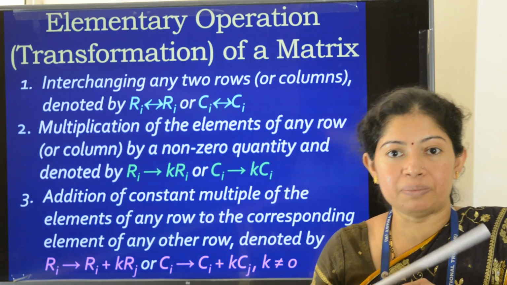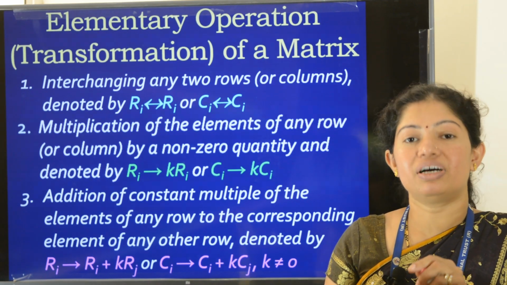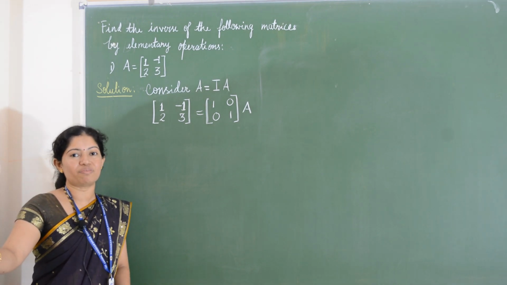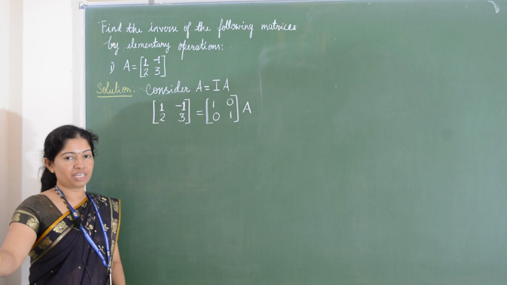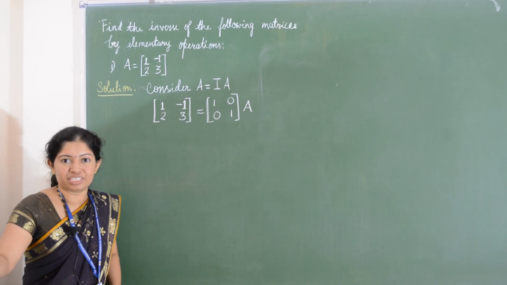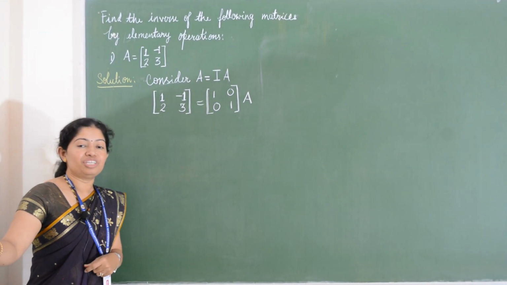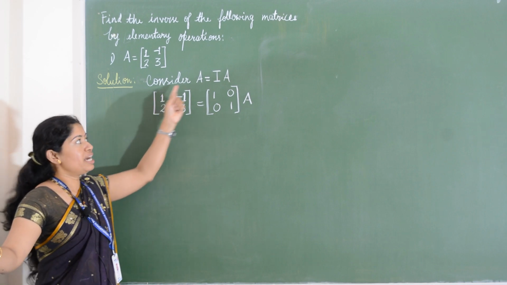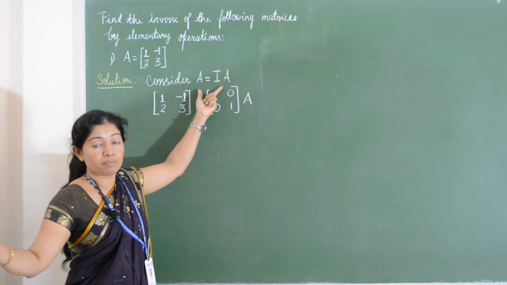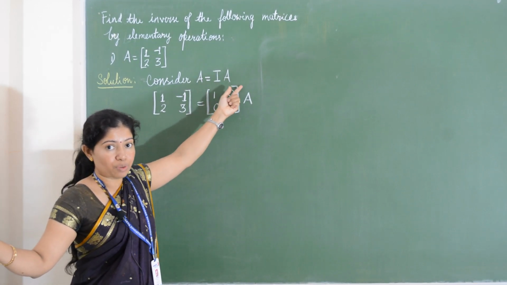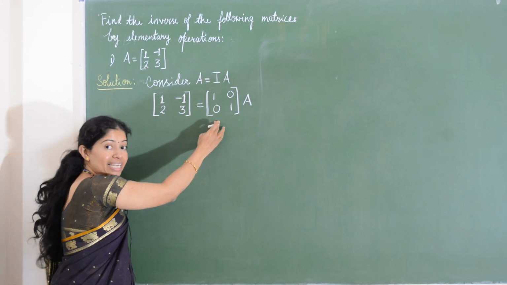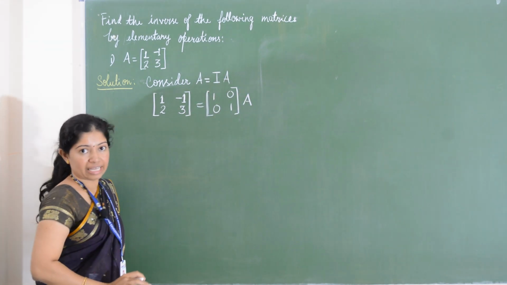Now let us apply them here in finding the inverse of a matrix. Now students, let us solve a problem, that is finding the inverse of a matrix by using elementary operations. So you are given the matrix A, you need to find the inverse of this matrix. If you are using elementary row operations, first you need to consider A is equal to IA. You have to remember how to start the problem. You have to take A is equal to IA. Then write matrix A, that is the given matrix, is equal to, then write the identity matrix, then write this A as it is.